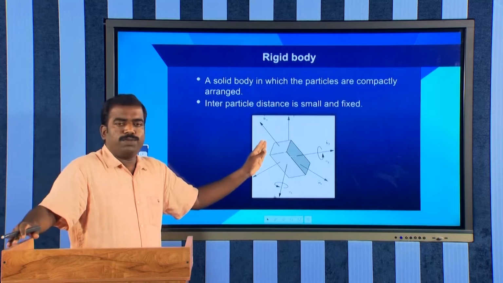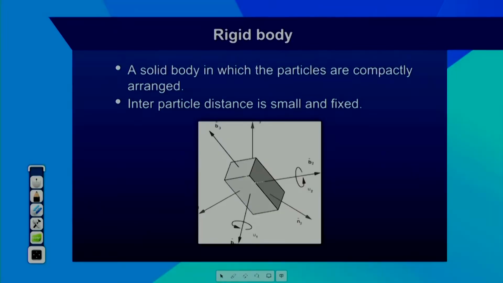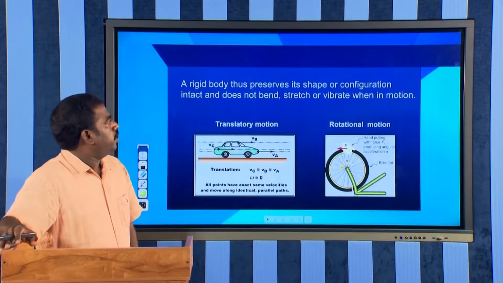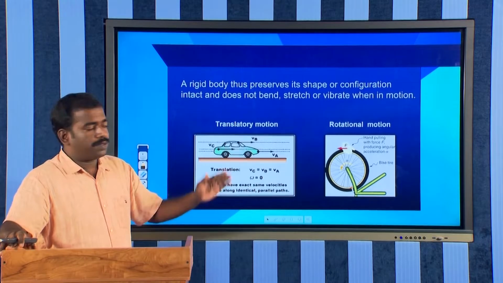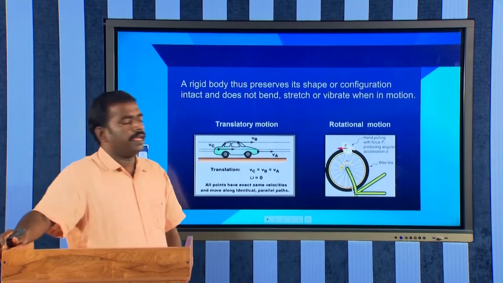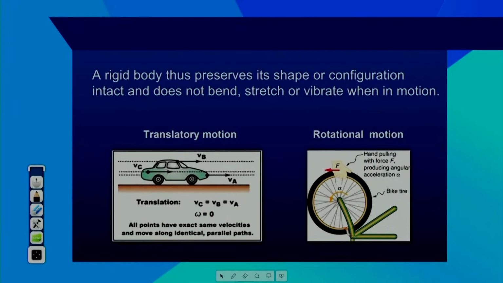In the figure you can see a rigid body. So it is very solid. The particles are very compactly arranged so that it has the freedom to rotate, and it has the freedom to move in a straight line. So this is the main thing about a rigid body. We are considering the motion of rigid bodies, especially the rotational motion, in this syllabus. So this statement is very important: a rigid body preserves its shape or configuration intact during the motion.